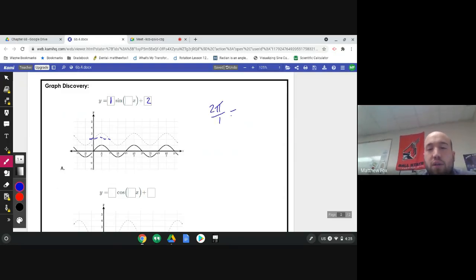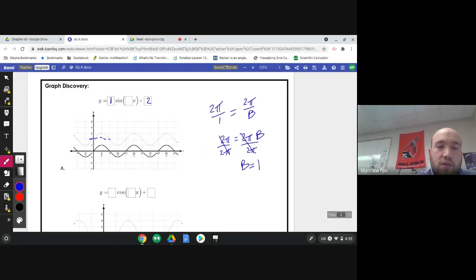Put it over 1, equal to always 2 pi over b. We'll cross multiply. Now here you'll notice 2 pi is on top on both sides. The only way this can be true is if b is 1. In case you didn't see that, cross multiply, 2 pi equals 2 pi b. We'll divide by 2 pi. Those cancel, divide by 2 pi. Those cancel, b will equal 1. So just x or 1x.